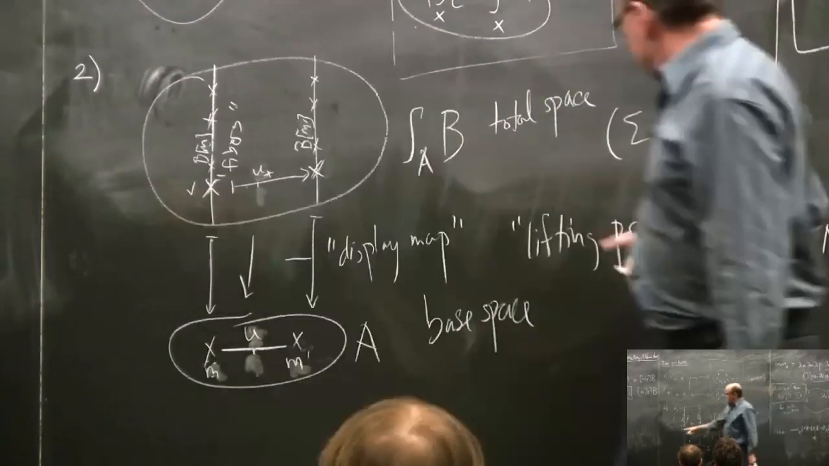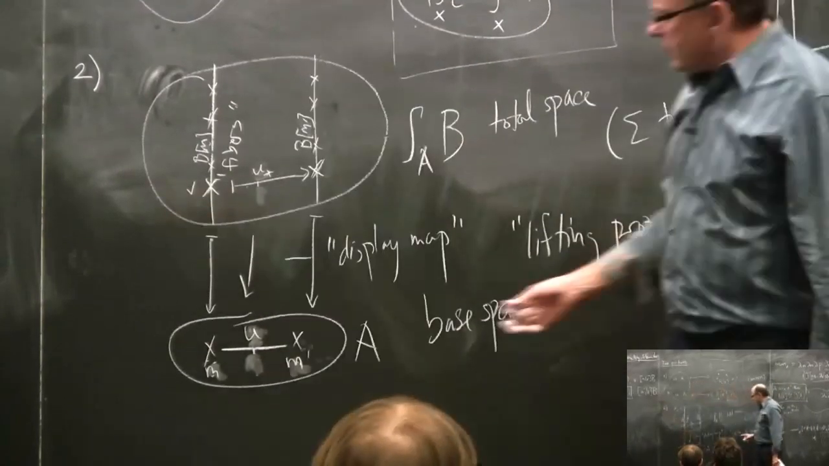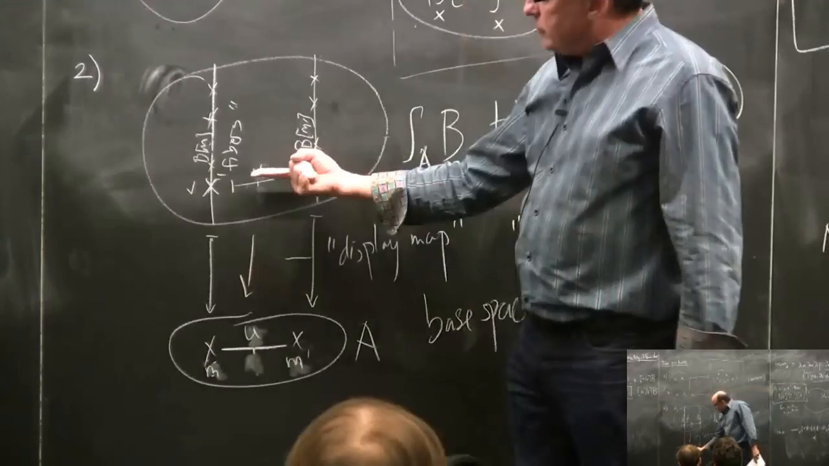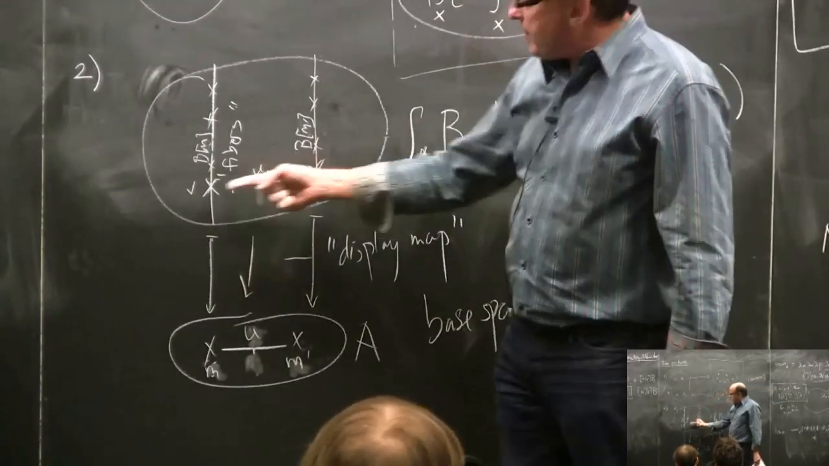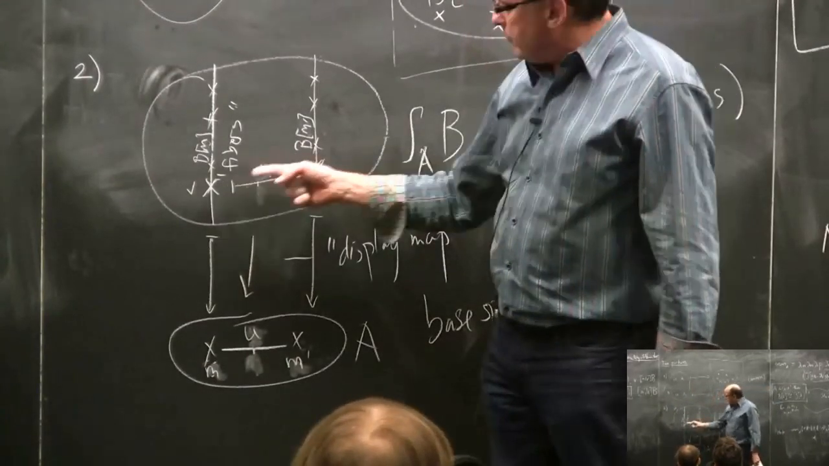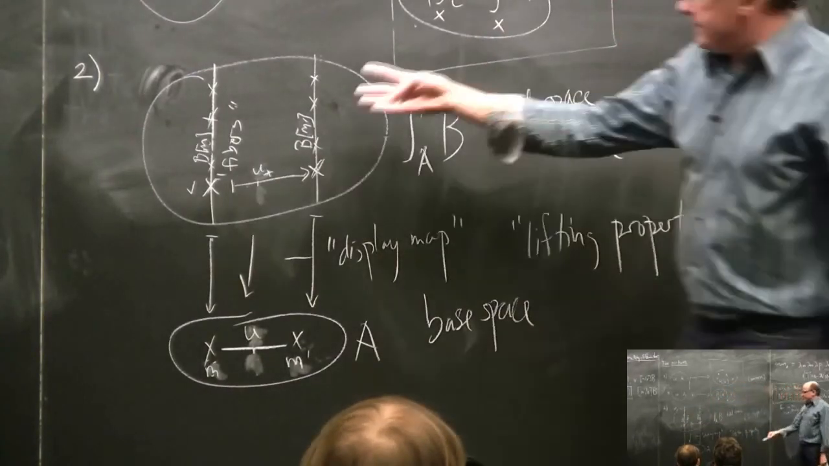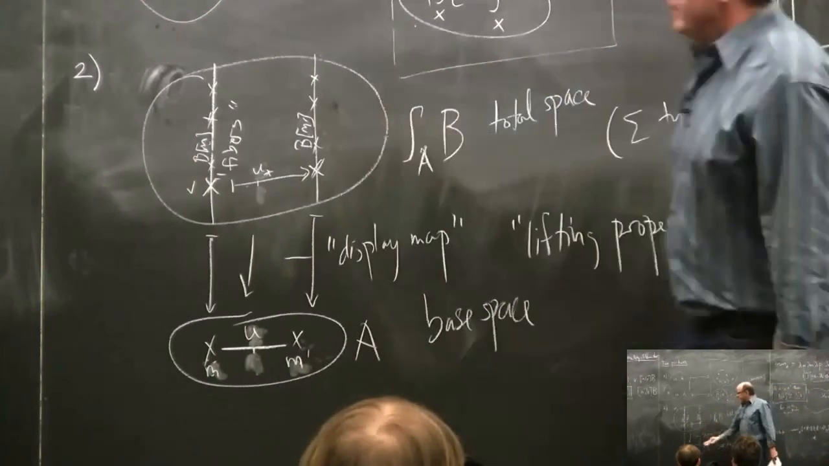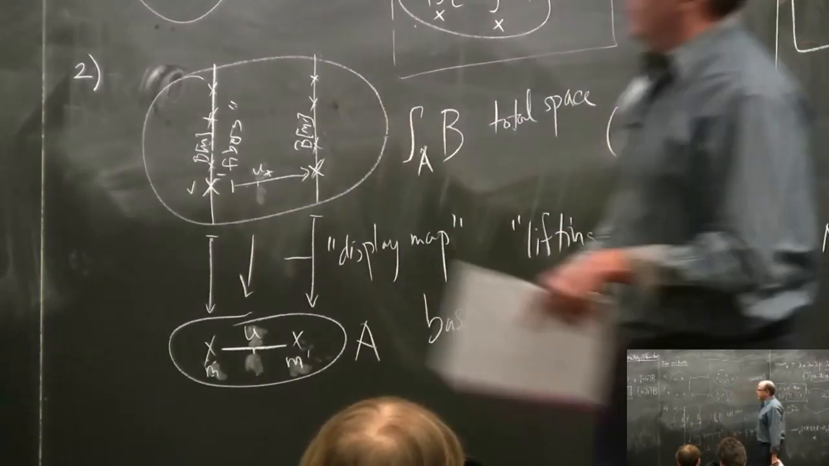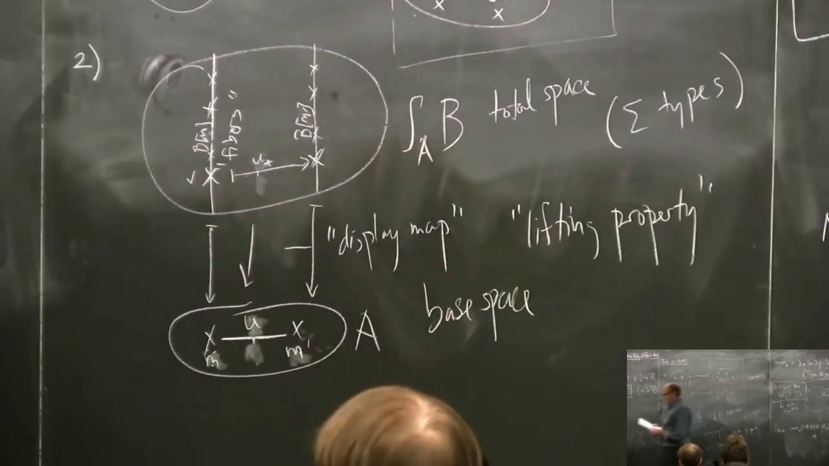So this picture is written here, and I started to mention before, that's called the lifting property because the path U is lifted to the total space up here to a path U star between the fibers. If you think of this as sitting above that, then this is being lifted up to that. That's the way the terminology goes.